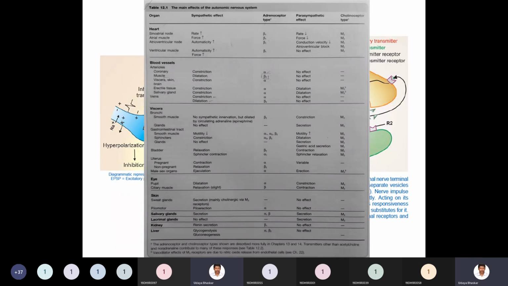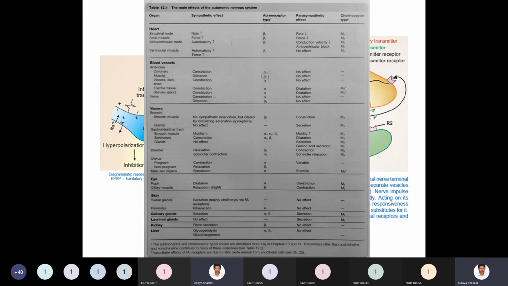An alpha receptor is present in coronary arteries, so it is responsible for constriction when it comes to the adrenergic system. If you observe, most of the blood vessels lack parasympathetic receptors. You have M3 only at erectile tissue and salivary gland. So most of the blood vessels are controlled by what? The adrenergic system. So in coronary arteries, there will be constriction through the alpha receptor, and at muscles, the beta 2 receptor is there, that will dilate. In viscera and skin, the blood vessels will be constricted through alpha receptors.